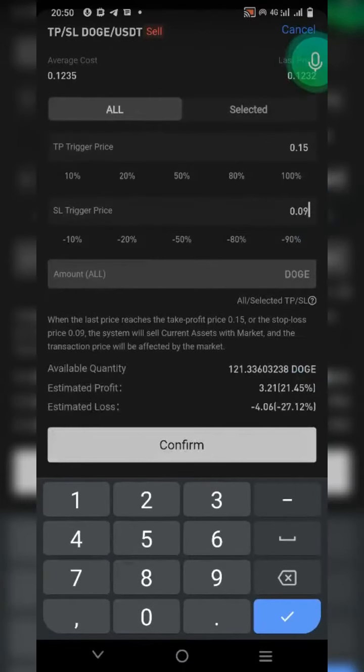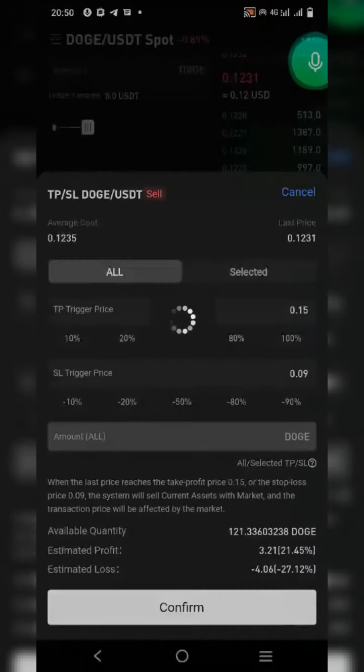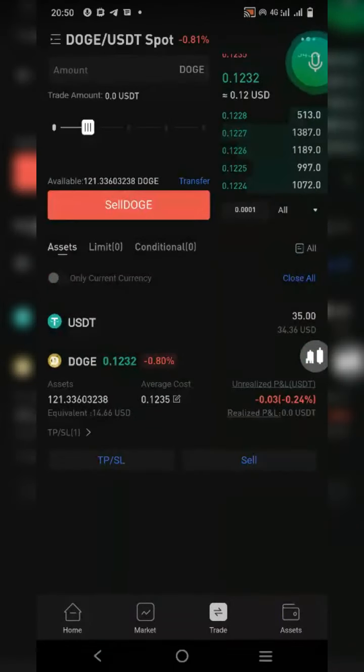Let me say I want to sell at 0.09. The estimated loss will be $4. You can see that here. Observe this side: $4, and that's me losing minus 27.12%. So I think we should go with that. If you are okay with that, we can just click confirm. With this, if you have done your technical analysis, you can place this kind of trade and go back to rest. Or you can come back and observe when you have the time.